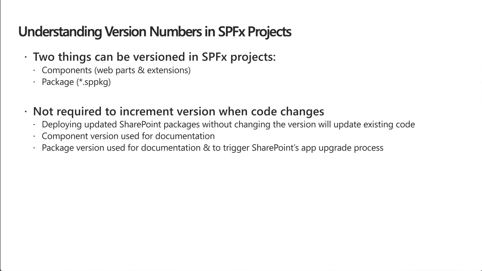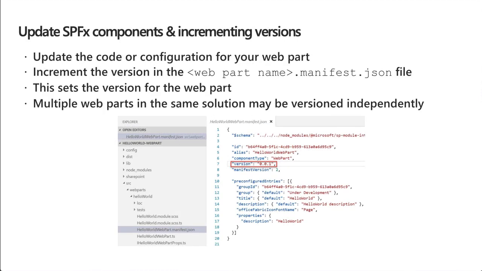So why would I do that? Well, that's only going to be important when you do things like adding a new feature or adding a new component to your project. So when you want to update the SharePoint Framework component and increment the version number, you can do this to update the code or the configuration just for the actual web part. The way you're going to do it is you're going to look for the manifest.json file for your component. This is going to set the version for the web part.